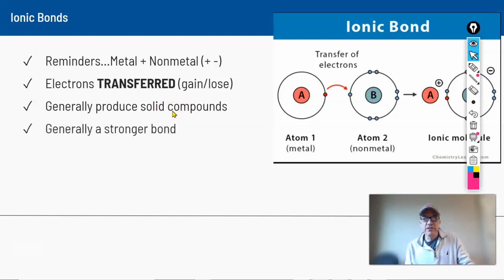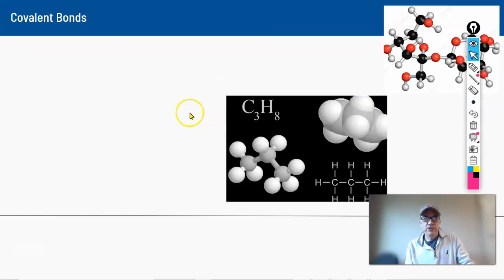And a lot of these compounds that are created end up having a really, really strong bond. They have high melting points. This is not always the case, but typically ionic bonds are going to be stronger than covalent. So let's go back to covalent.